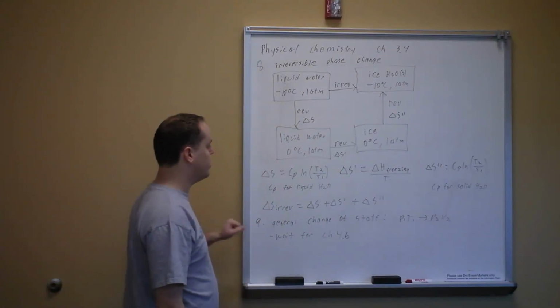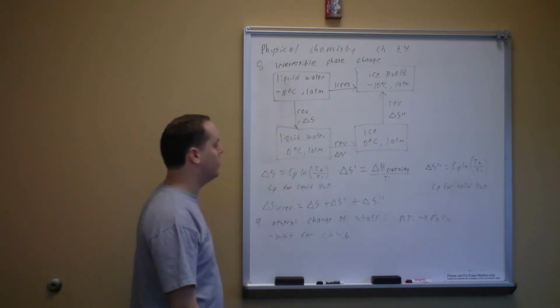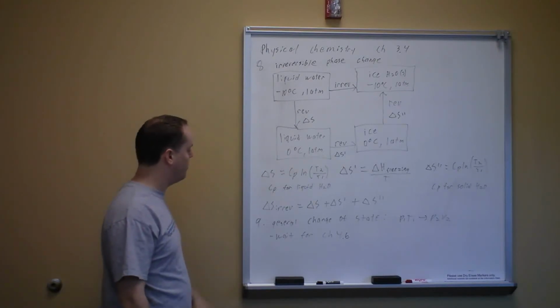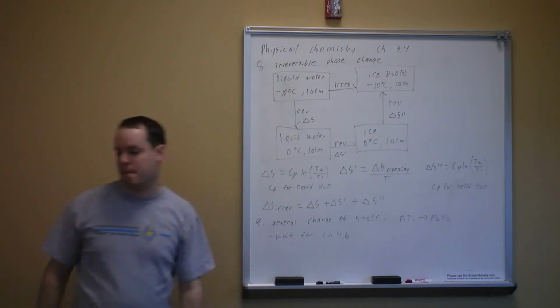Now, as far as a general change in state, like from pressure 1, temperature 1, volume 1 to pressure 2, temperature 2, volume 2, we did that for an ideal gas already. That's all we can do for now. For the general case, we're going to have to wait until chapter 4.6 for that.